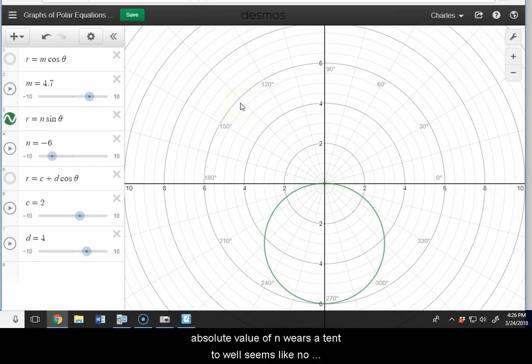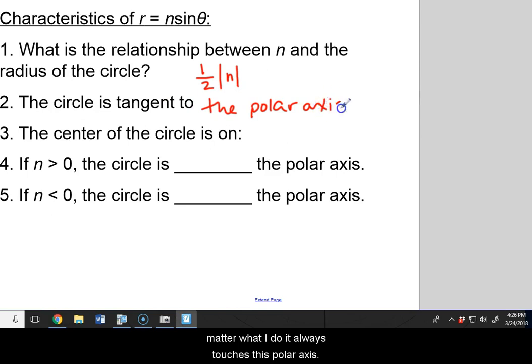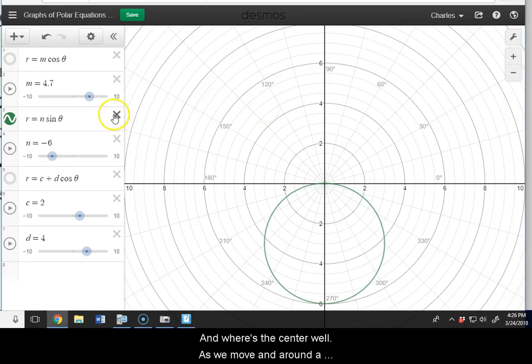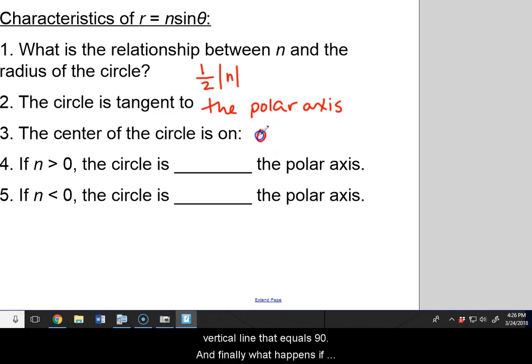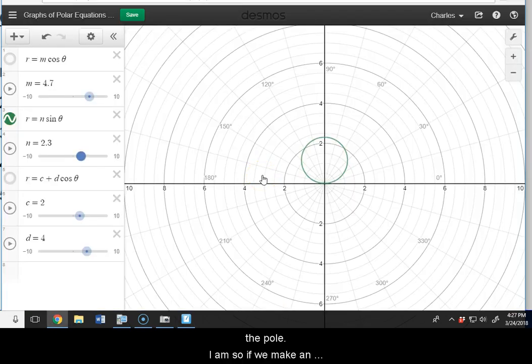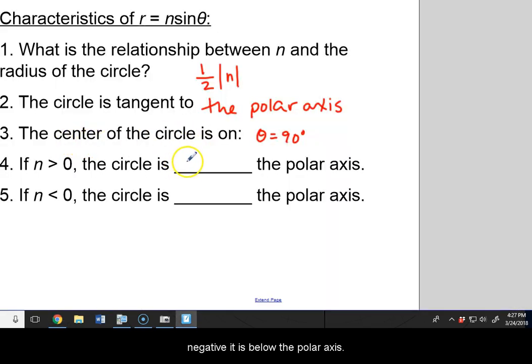Where's it tangent to? Well, it seems like no matter what I do, it always touches this polar axis. And where's the center? Well, as we move n around a little bit, the center of the circle stays on the vertical line, theta equals 90. And finally, what happens if n is positive? Where is that related to the polar axis, or the pole? Okay, so if we make n a positive number, it's above the polar axis. If n is negative, it is below the polar axis.